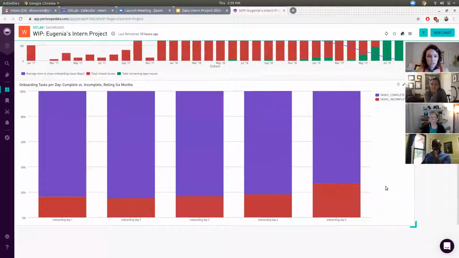And then the third chart is onboarding tasks per day, right? Because the onboarding tasks are split up into 5 days. And we can see that the tasks complete are pretty standard from day 1 through 4, and the tasks incomplete are standard day 1 through 4, but then on the 5th day, the incomplete kind of jumps up a little bit.